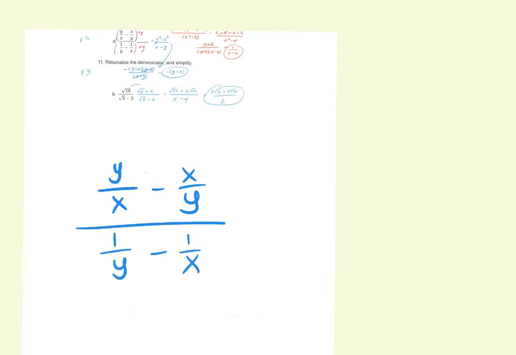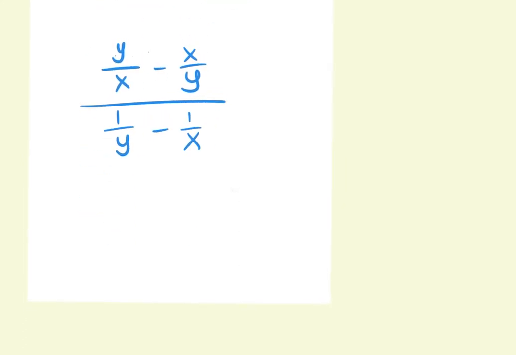All right, I'm going to rewrite it down here. y over x minus x over y, over 1 over y minus 1 over x. Okay, so your complex fraction. Again, two choices. Combine together your numerator and then combine together your denominator, keep, change, flip, or do the same least common denominator for the whole thing. Because the denominator would be the same for the numerator and the denominator, I think it's easier to do that second one.